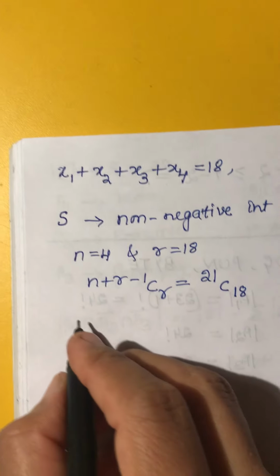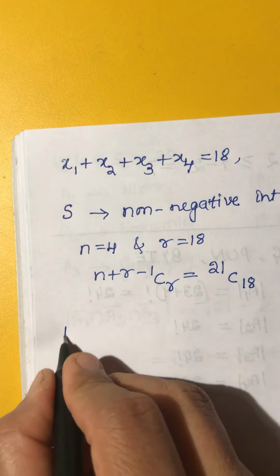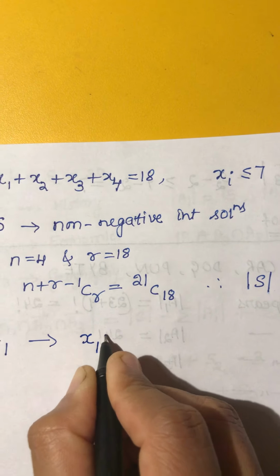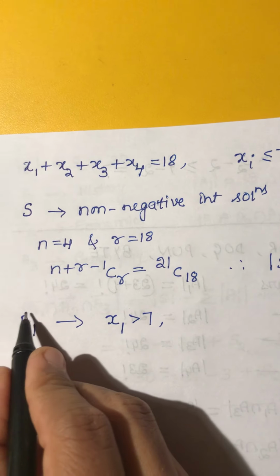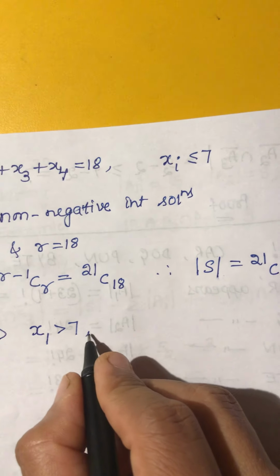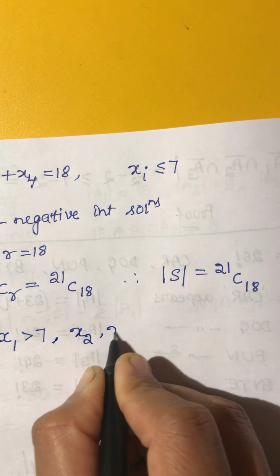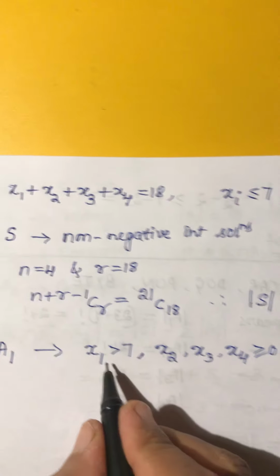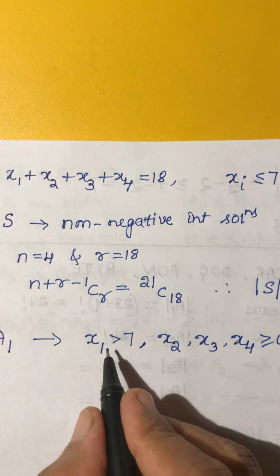Okay, now let's consider a set A1 which has all non-negative integer solutions of the given equation where, actually they are saying xi less than or equal to 7, we will take one of them to be greater than 7. Okay, x1 is greater than 7. Later we can take the complement of this. Don't worry why we are taking the opposite; later we will take the complement. So x1 greater than 7, and the remaining x2, x3, x4 are greater than or equal to 0, non-negative.